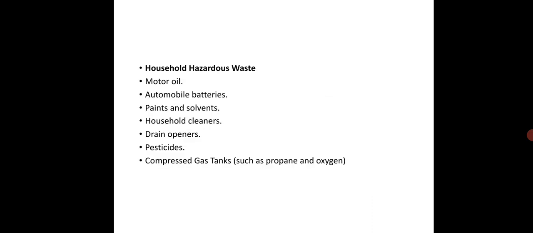We know that hazardous waste has the potential to threaten public health or the environment, like cleaning solvents, acids and bases, metal finishing waste, painting waste, disinfectants, and pesticides. In our house itself, we discharge some hazardous waste like motor oil, automobile batteries, paint and solvents, household cleaners, drain openers, pesticides, and compressed gas tanks. So these kinds of hazardous wastes are discharged from our home itself.